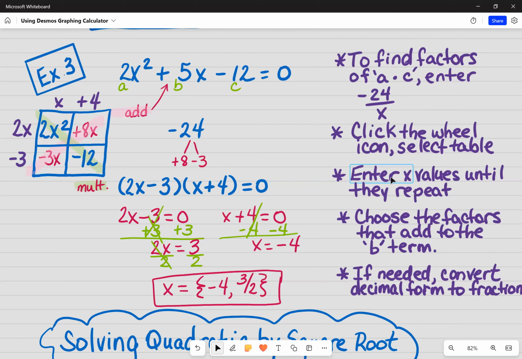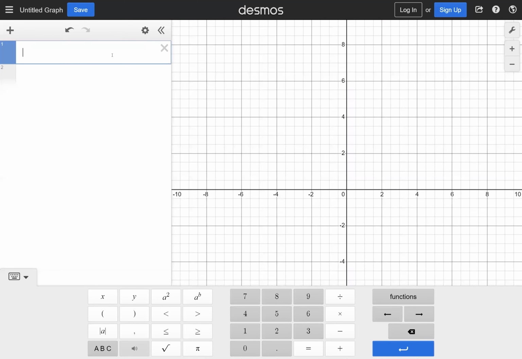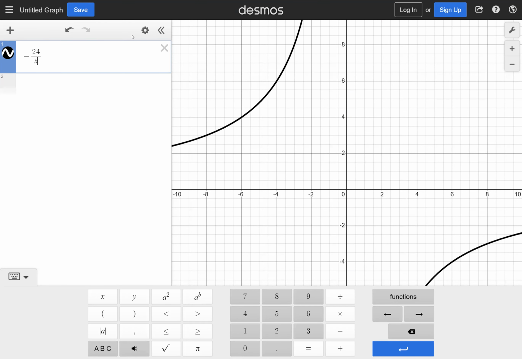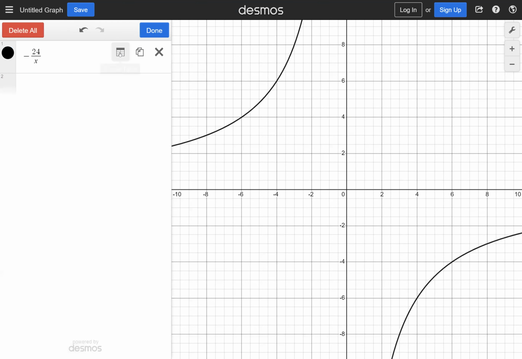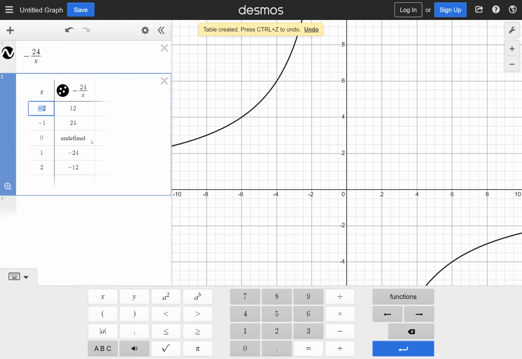So I'm going to delete what's currently there, and I'm going to type in -24 divided by x. When I do that, I want to look for this icon that looks like a wheel, and then I want to select my table. In my table, I'm looking for all of the factors that will multiply to give me -24. So what I want to do is continue adding numbers in here until I start repeating.